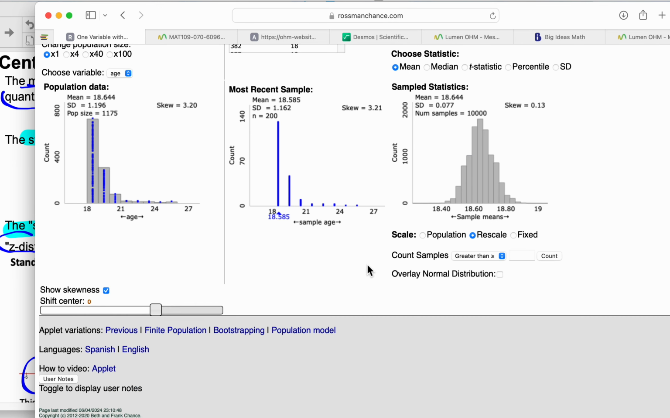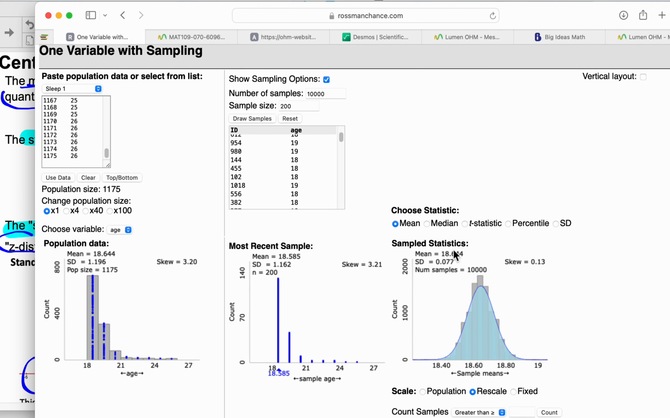Okay, so down here, this looks even more normally distributed. If I just put this over top, you can see it's very, very symmetrical. Okay, and I can actually see the mean here is equal to 18.644, which was my original data. So what's interesting here is that even though my original data is skewed, if I take a big enough sample size and then repeat it, this distribution of sample statistics becomes normally distributed.